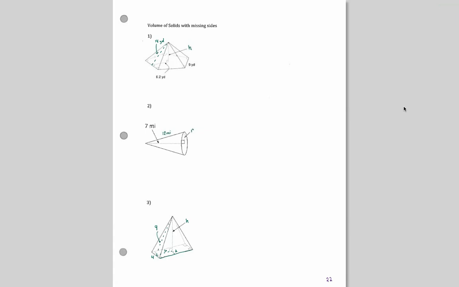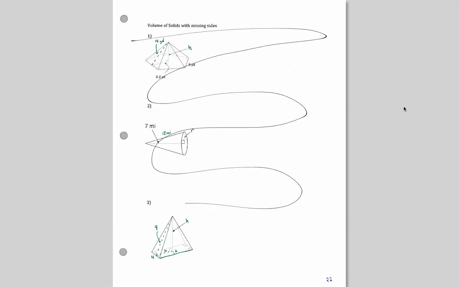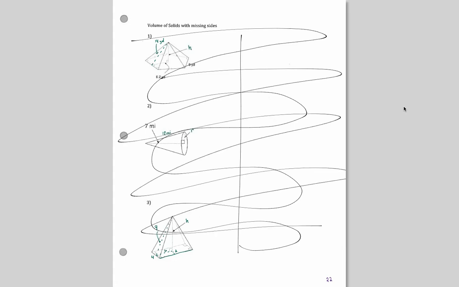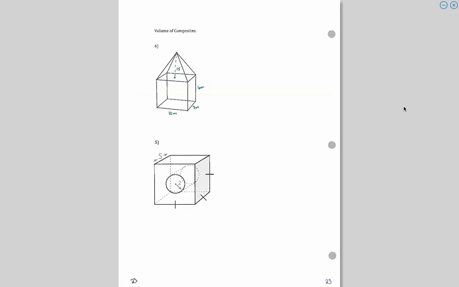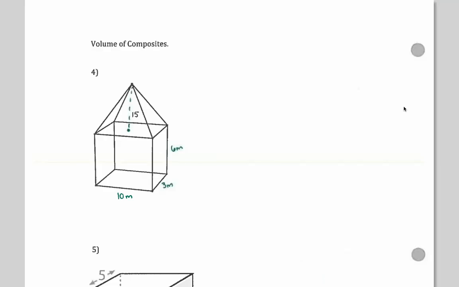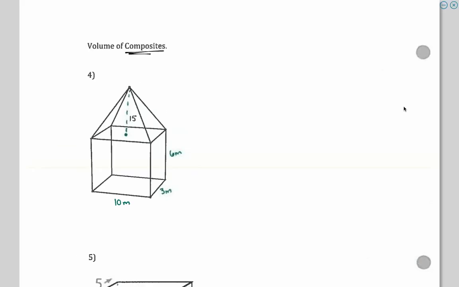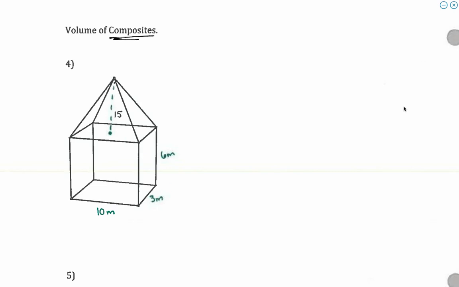We are going to skip this page. All right, so this comes from lesson 5.5, where we have two separate three-dimensional figures, and we're going to bring them together to make what we call a composite figure. So we're going to do the bottom first, and then we're going to add it to the top.